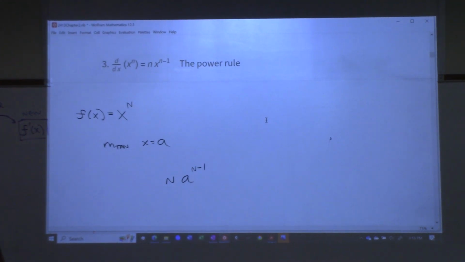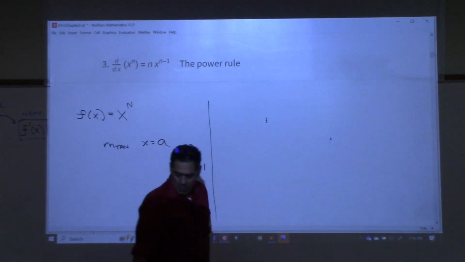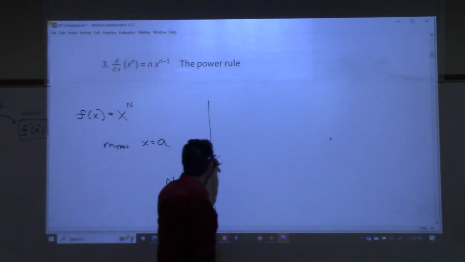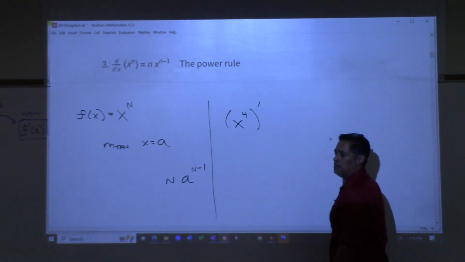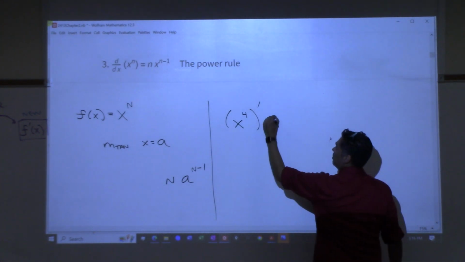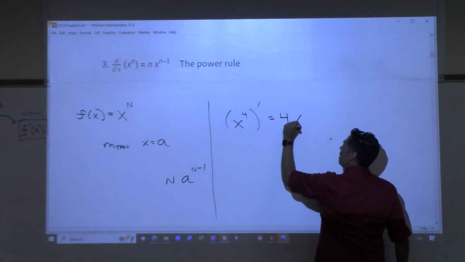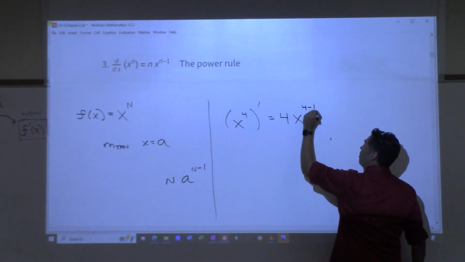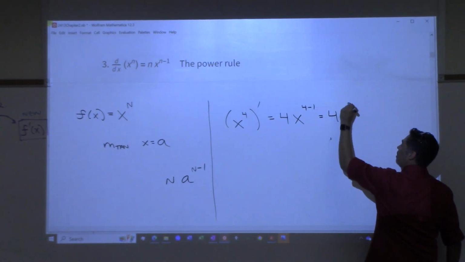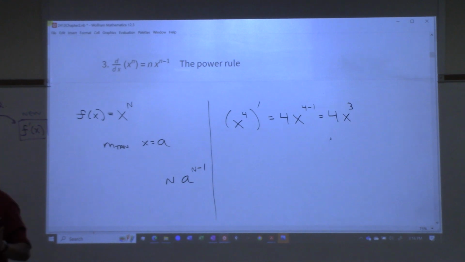So now I'd like to show you this rule in action. Let's say I take x to the 4th power and I ask you to find its derivative. All you're going to do is take that 4 and do what? Pop it out front, and then put x, and now you're going to put up here what? 4 minus 1, which will be 3. So 4x cubed. And you're done. You don't have to do any limits. You've got the rule. Super shortcut, right?